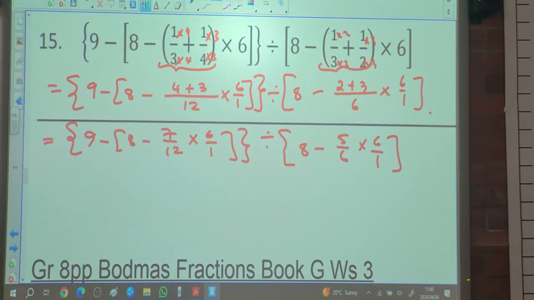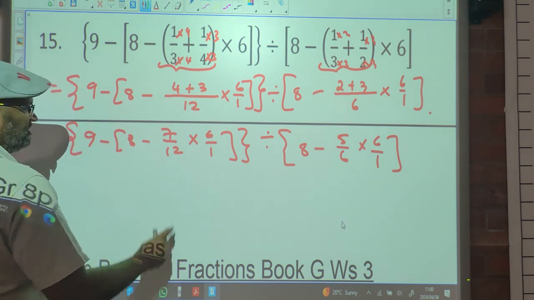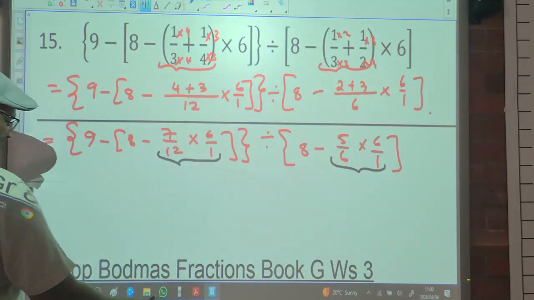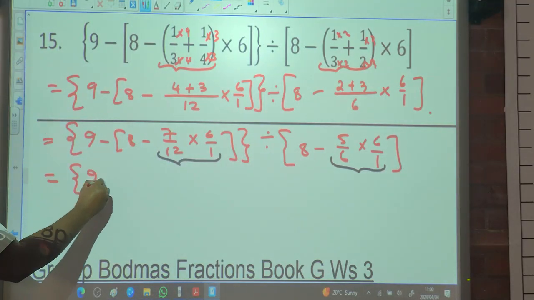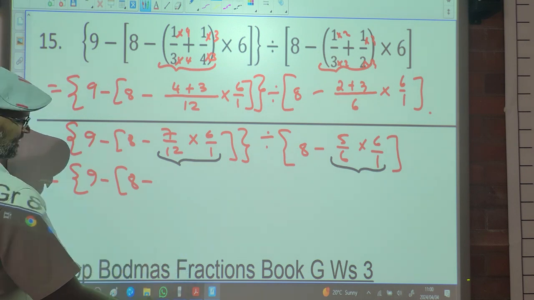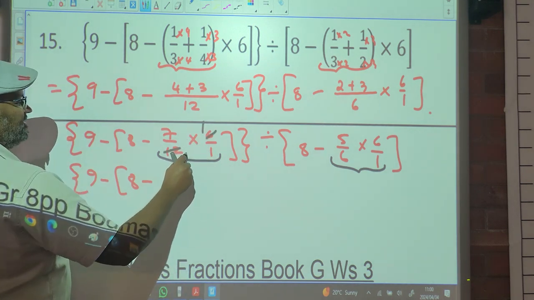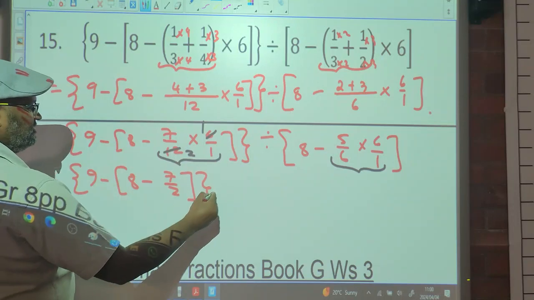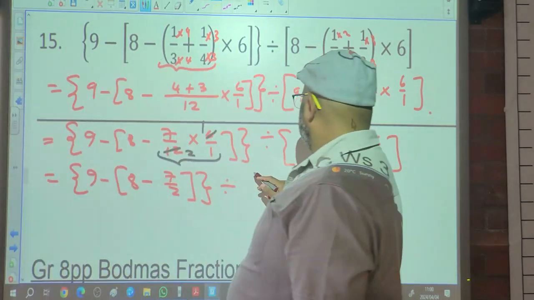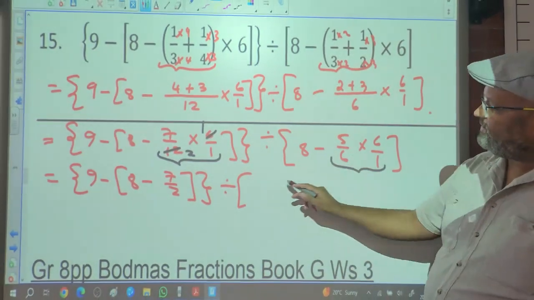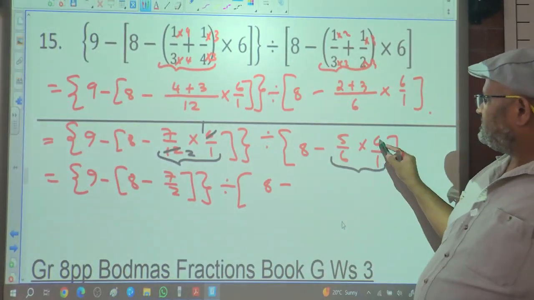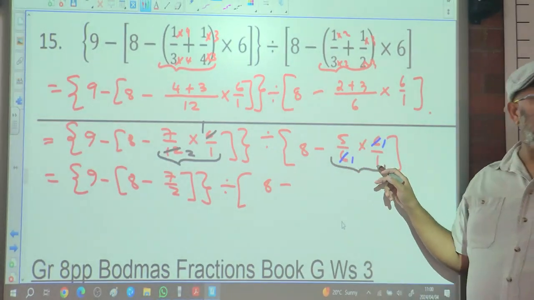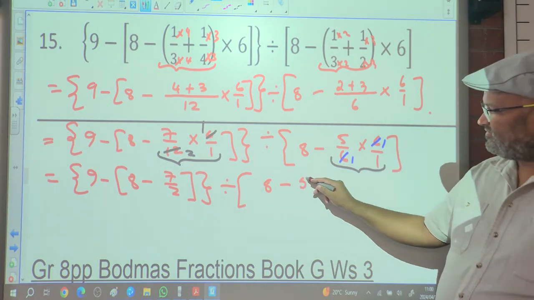So what must be done now? For the innermost bracket, that's going to be done first. The multiplication. Not so? So you're going to be squiggling 9 minus block 8 minus. 6 goes into 6 once, 6 goes into 12 twice. 7 over 2 must be divided by. So that would be 8 minus, 6 goes into 6 once, 6 goes into 6 once. So what am I left with? 5 over 1, which is 5.